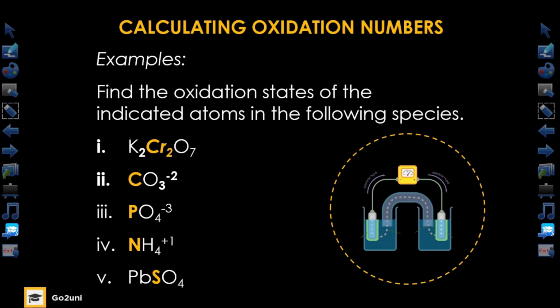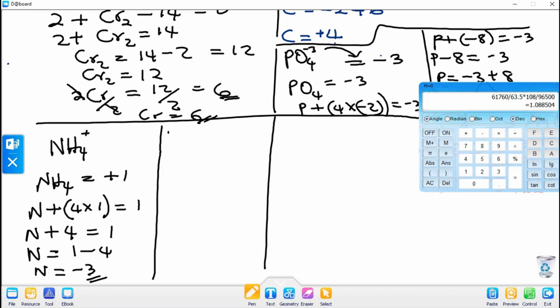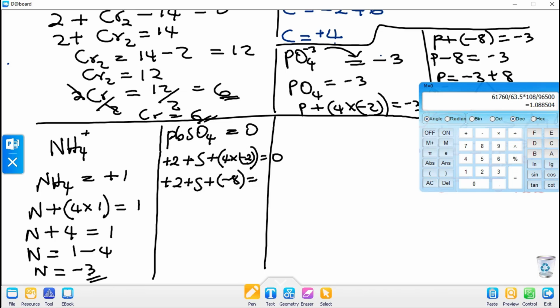The next we have there is lead sulfate. Lead sulfate, all equal to 0. From our electrochemical series, lead is plus 2. Sulfur is what we are looking for, plus oxygen. Oxygen is minus 2, but there are 4 oxygens, so it's going to be 4 times minus 2, all equal to 0. So this is plus 2 plus sulfur plus 4 times minus 2, which gives us minus 8, all equals 0.